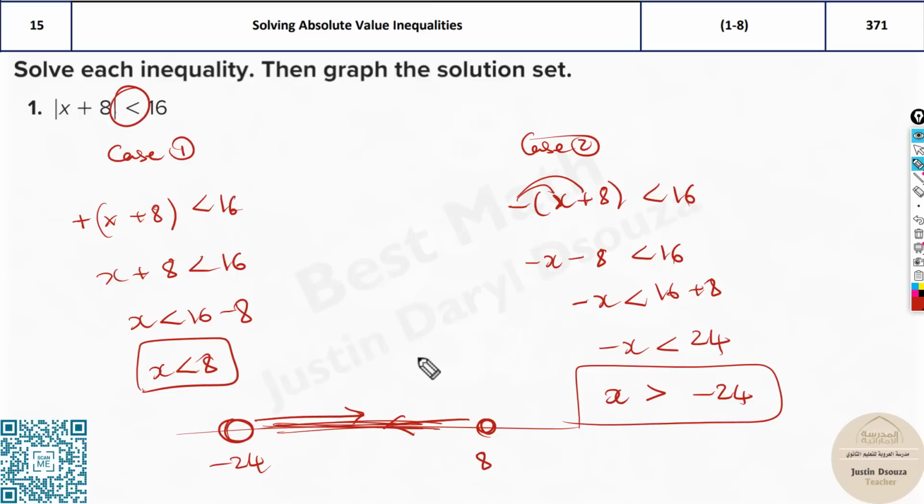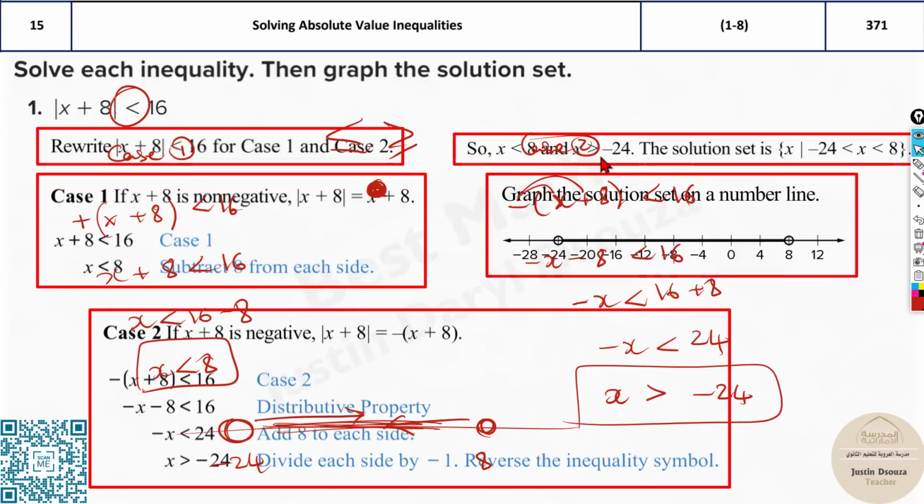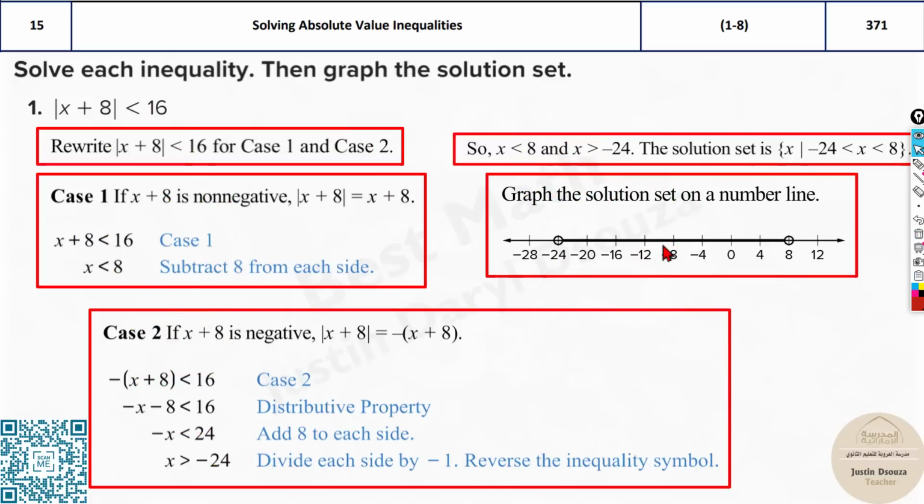And since it's just less than, you have to just put a hole. Or even for greater than, you put a hole. Whereas if it was like this or like this, then we put a point. So that is the answer. But you can solve these in the calculator because it's in the multiple choice part, isn't it? So here you can see these are the answers: x is greater than minus 24 and less than 8, and this is the solution set, the graph.